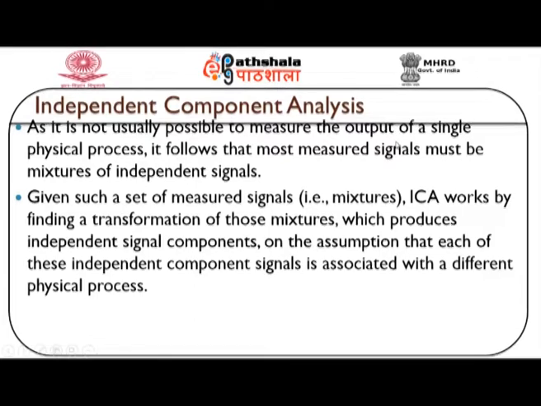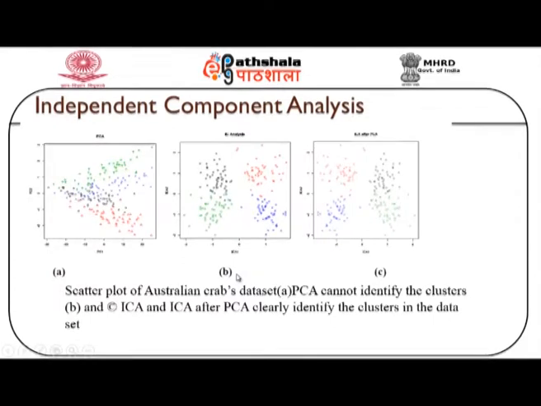As it is not usually possible to measure the output of a single physical process, it follows that most measured signals must be mixtures of independent signals. So given such a set of measured signals, that is mixtures, ICA works by finding a transformation of those mixtures which produces independent signal components on the assumption that each of these independent components is associated with a different physical process. So this is an example of an independent component analysis, a scatter plot of the Australian crabs dataset.